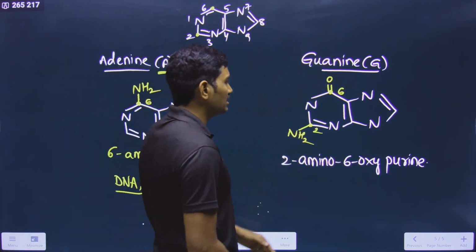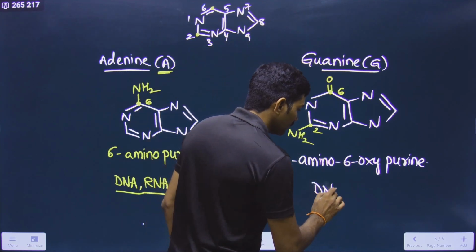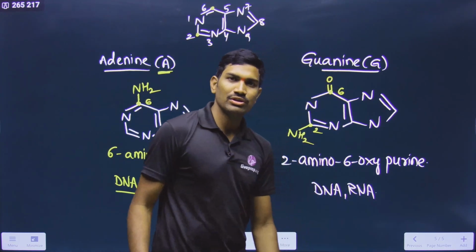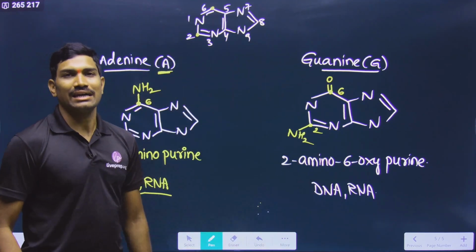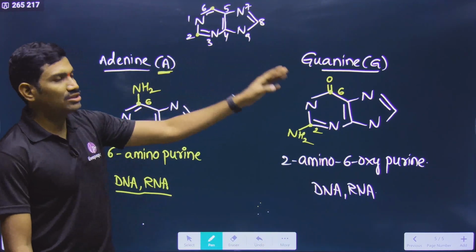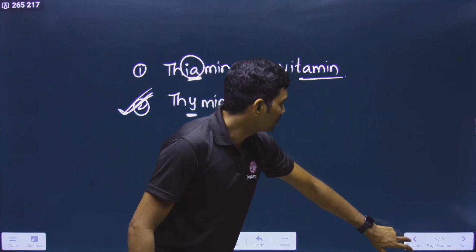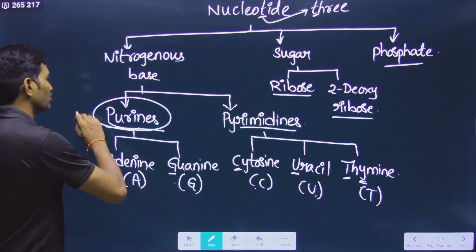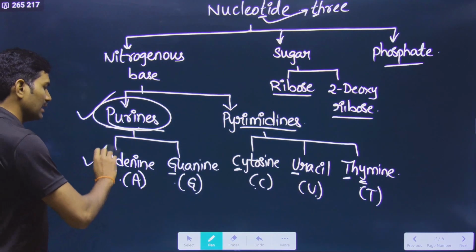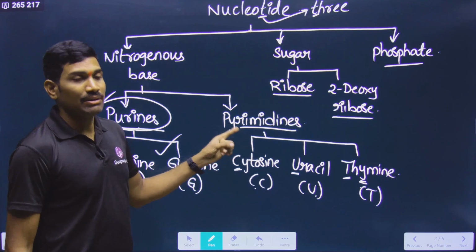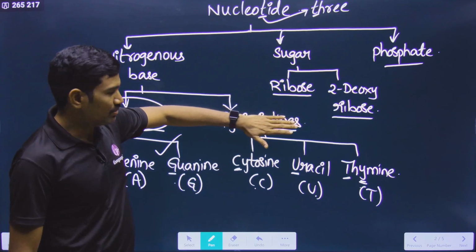It is indicated with a G, and this is also present in both DNA and RNA. So both adenine and guanine, both the purines, are present in both DNA and RNA. With this, purine is completed, adenine and guanine are also completed. Clear? So now we need to go for pyrimidines. We will draw the basic structure of pyrimidine.